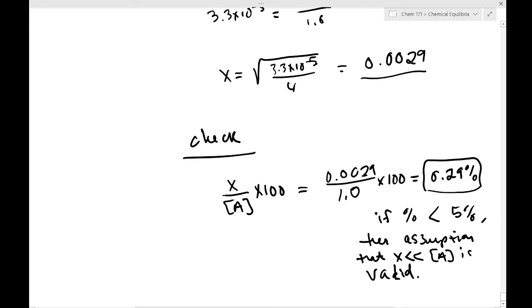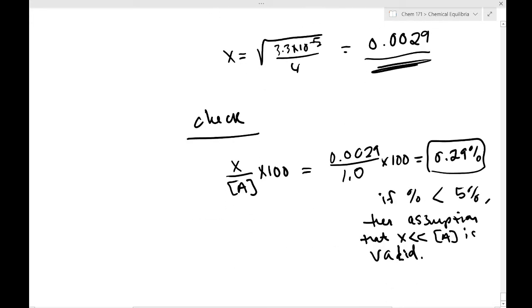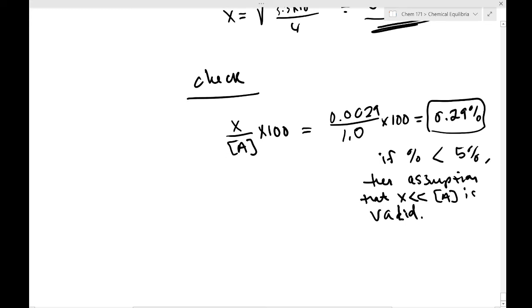Okay, so if you get to the end and you find that x is less than 5% of a, then you know that your initial assumption is valid. So if this falls below 5%, you're good and you can make that assumption. If it doesn't, then you have to go back and use the quadratic formula to solve for x. Not harder, but a little bit more complicated, and it takes a little bit longer.